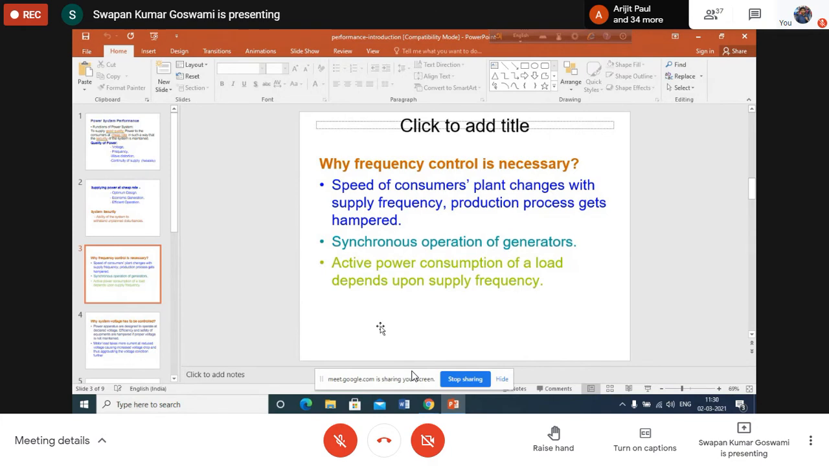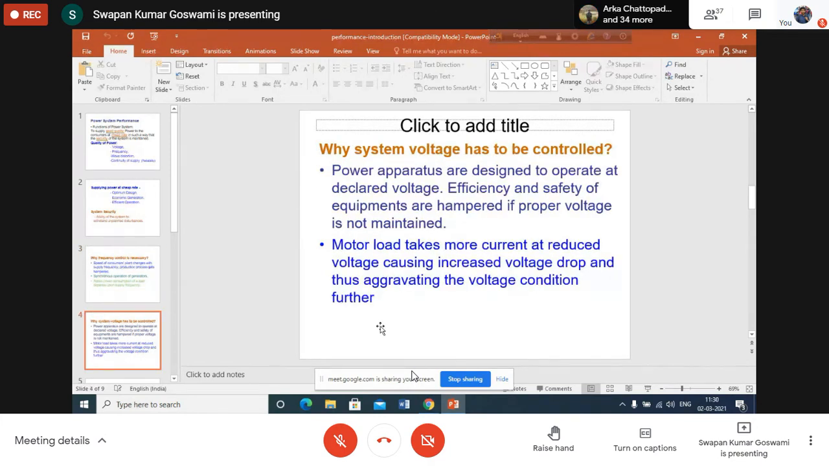Okay. Next, come to the voltage. Why system voltage has to be controlled? Now you see that power apparatus are designed to operate at declared voltage. Efficiency and safety of equipments are hampered if proper voltage is not maintained. Whatever equipment you design, you design to be operated at a declared voltage.